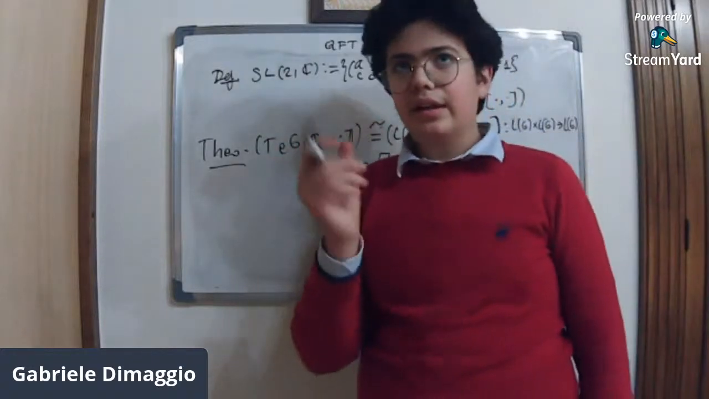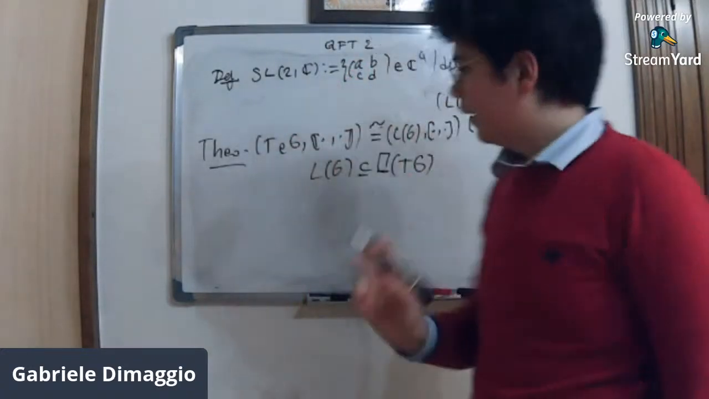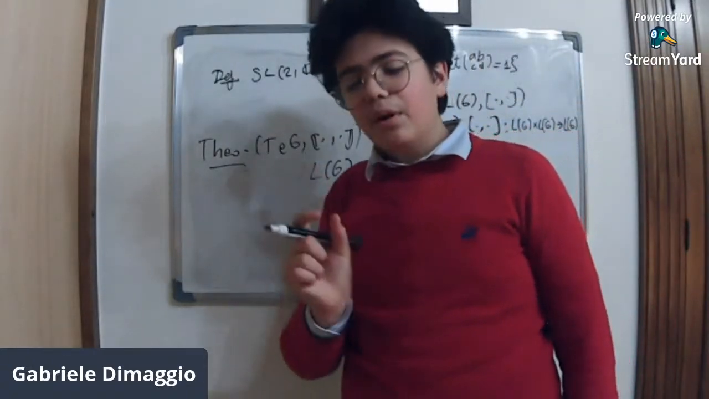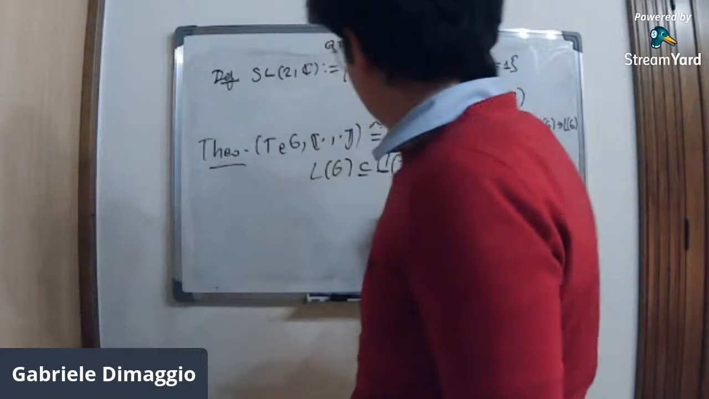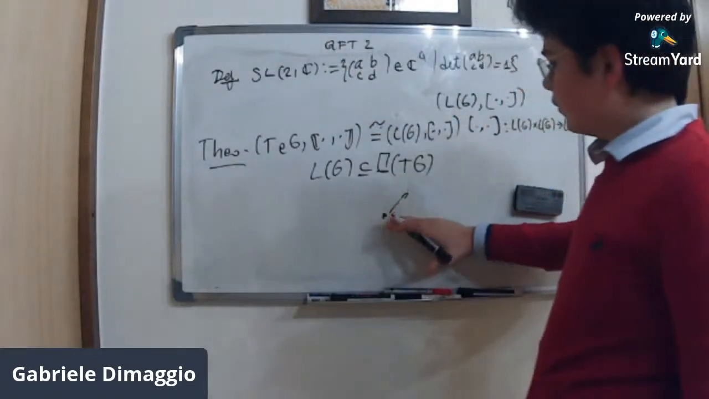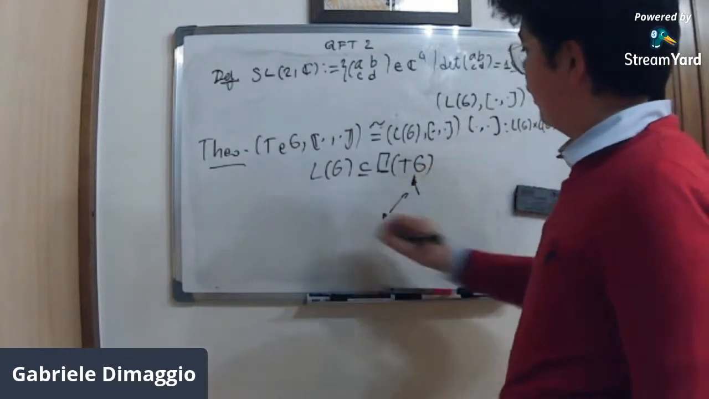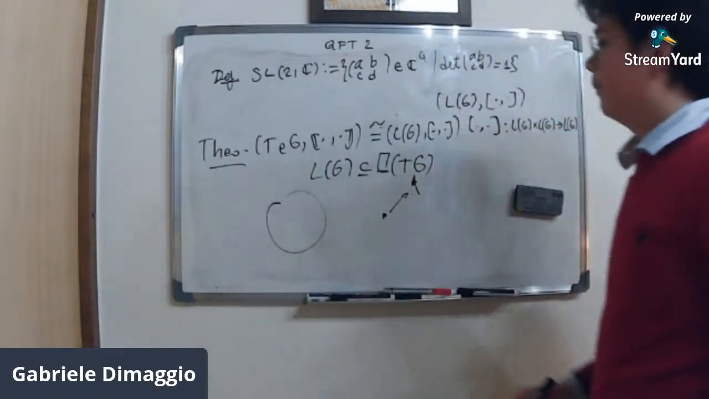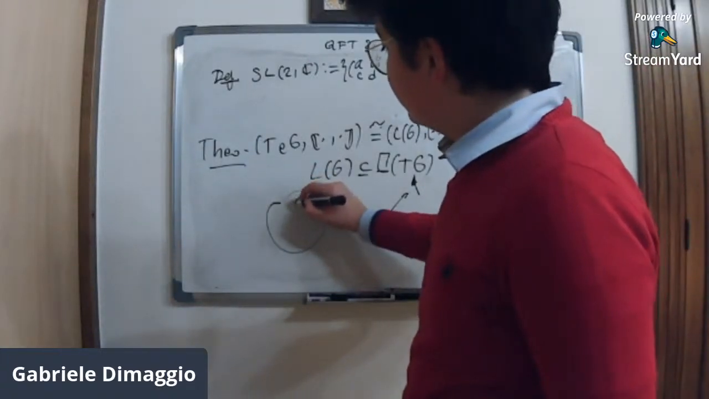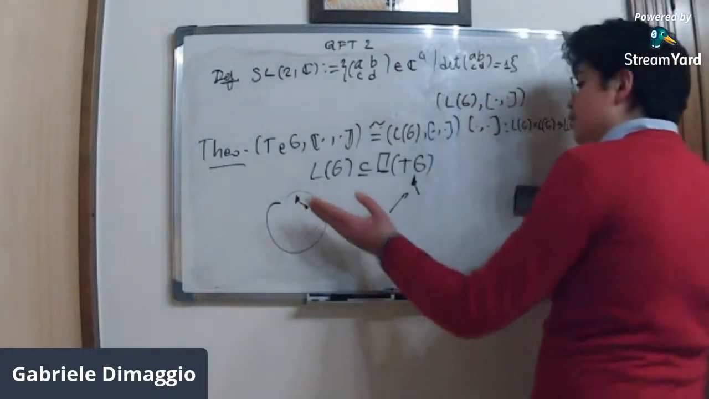What is a section? A section is a particular function that takes a point and gives a vector. So I take this point, and this function gives me a vector. Okay. So if I am over this manifold, I have a point, and then I take the tangent vector to that point.